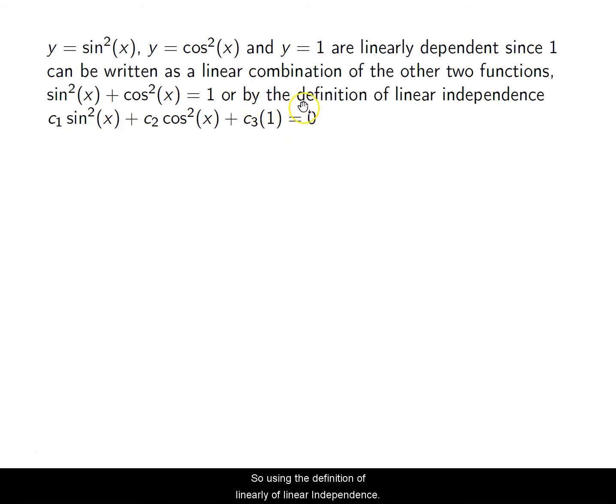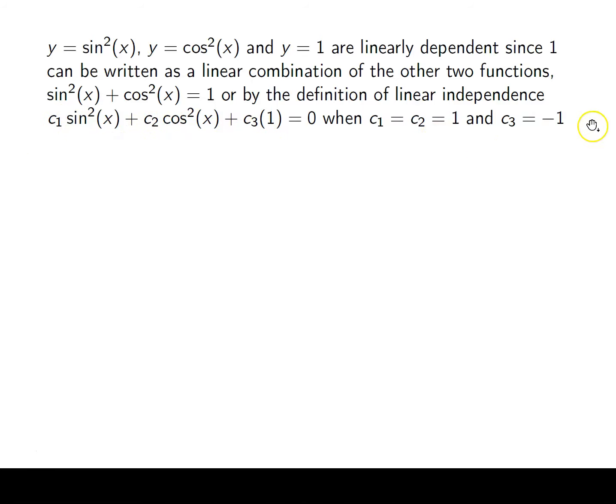So using the definition of linear dependence, a constant multiple of sine squared x plus a constant multiple of cosine squared x plus a constant multiple of 1 equals 0 has more than just the trivial solution. In fact, if these are 1 and this is negative 1, I'll get 1 plus 1 minus 1, which gives me 0. It is a solution that satisfies this equation that is not the trivial solution.